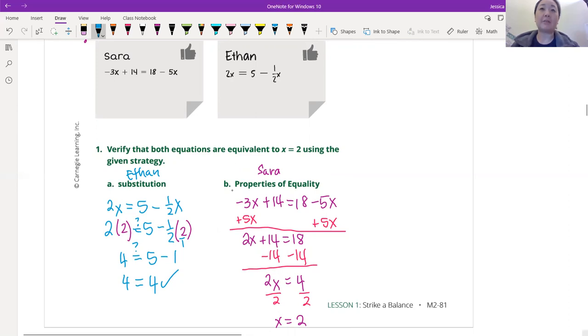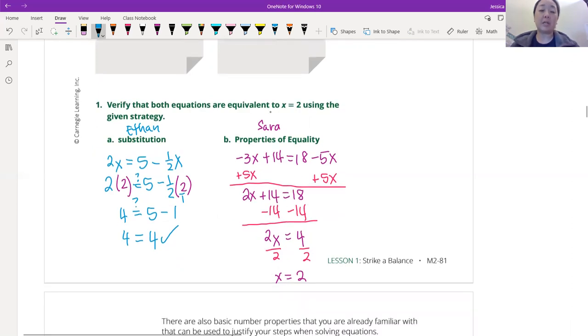All right, let's see about Sarah, right? So we're going to just use the properties of equality. Here, remember, we want to get the x's together. So all we did was use the addition property of equality. Because we're adding 5x to both sides, we don't want to just get rid of the 5. We're getting rid of the whole thing. That's why we're adding, because minus 5x plus 5x is what? 0, right? And that's what we want. We want it to cancel out to 0.